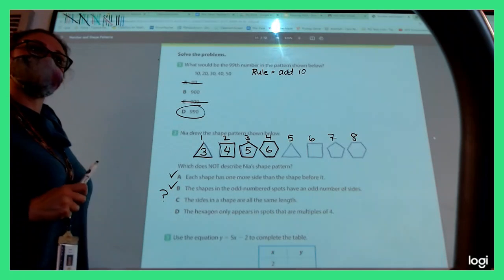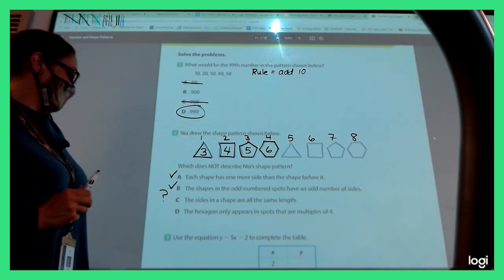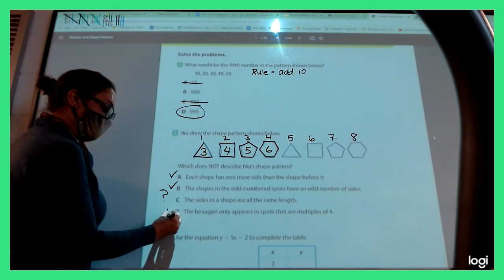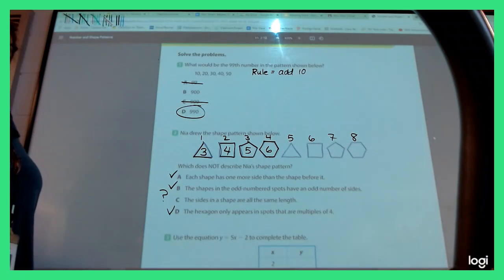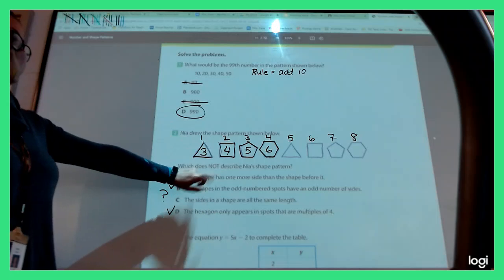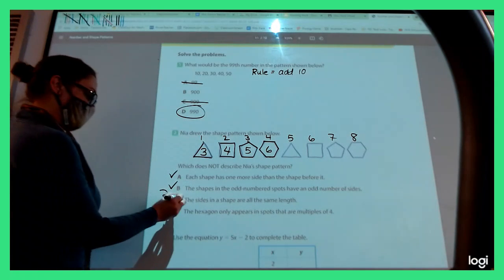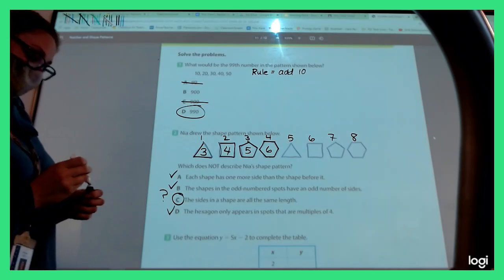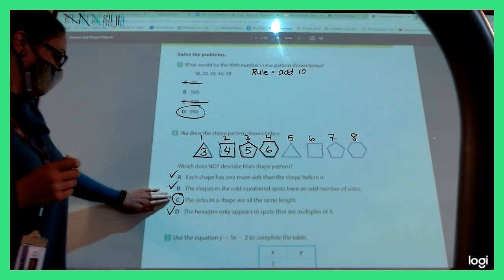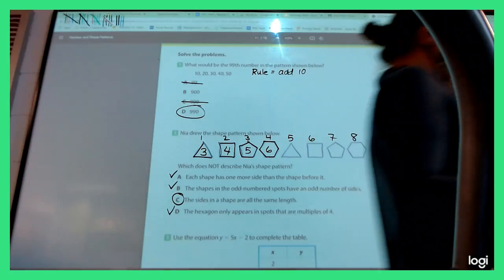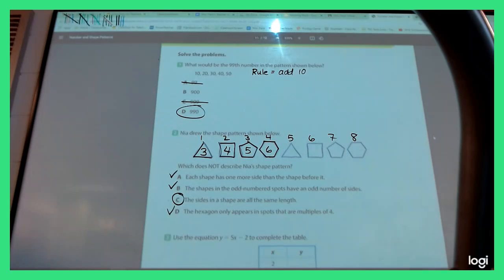Angie? What do you do the checks for? The checks mean those are correct ways to describe the pattern. So we are looking for the one that does not. So you guys think it has to be C? Yeah, I think so. Has to be C. So I didn't do that problem super fast. It's okay to slow down on these problems and really think through your answers. All right, let me scroll down to number 3.